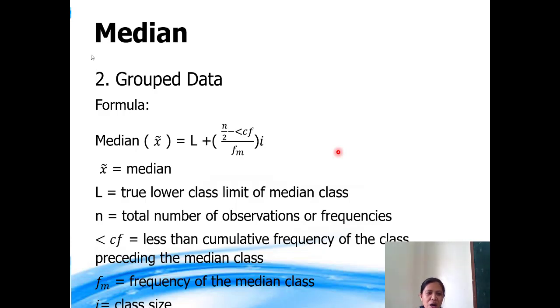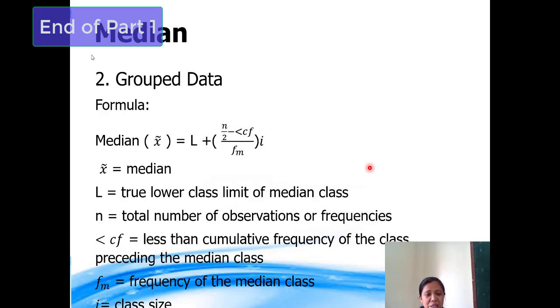Here, n stands for the total number of observations or frequencies, while less than cumulative frequency, or less than CF, is the less than cumulative frequency of the class preceding the median class. F sub m is the frequency of the median class, and i is the class size.